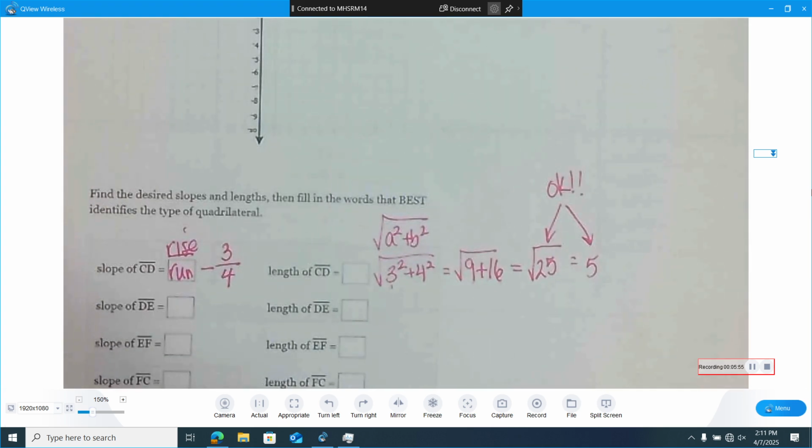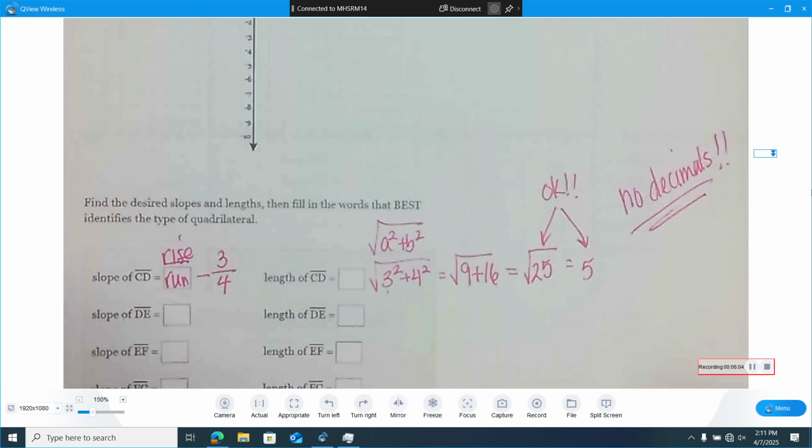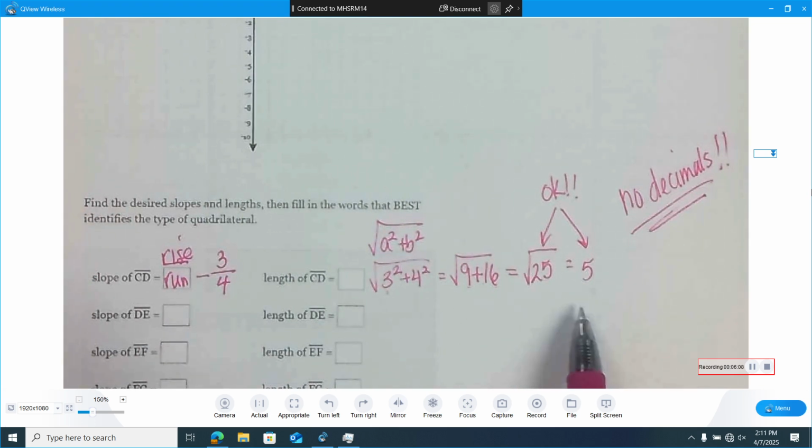Or 5. But I do want to remind you that you are not going to have decimals. If you have a decimal answer, it is wrong. So do not use it. You need to use a radical. Leave it as a radical. Okay? All right, let's look at another one here.